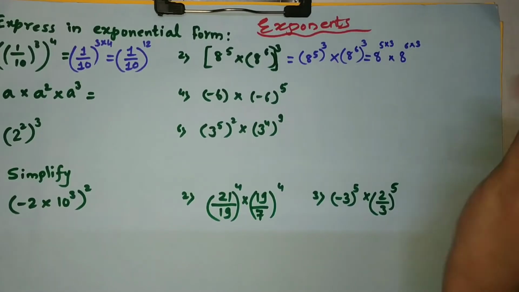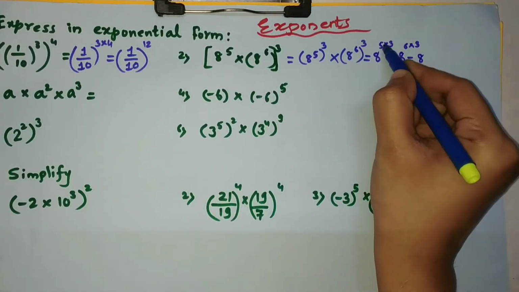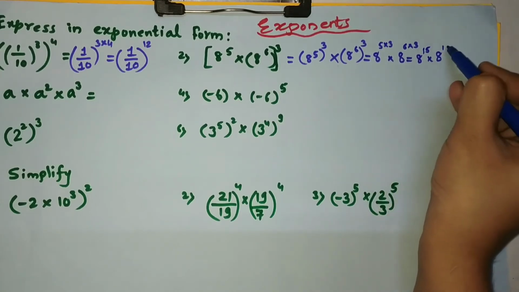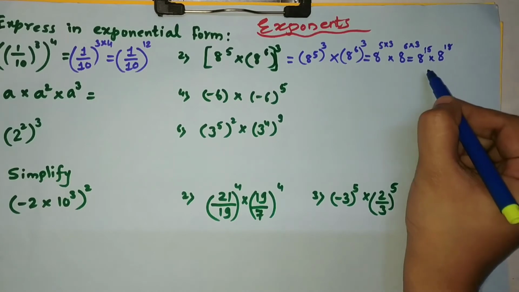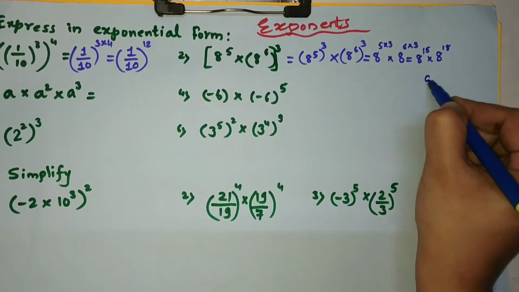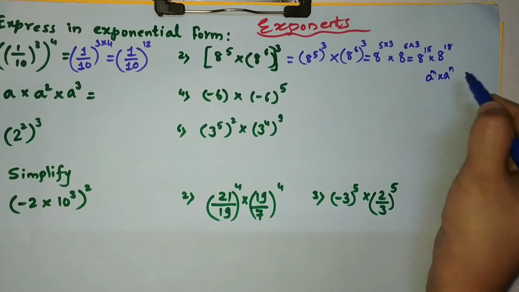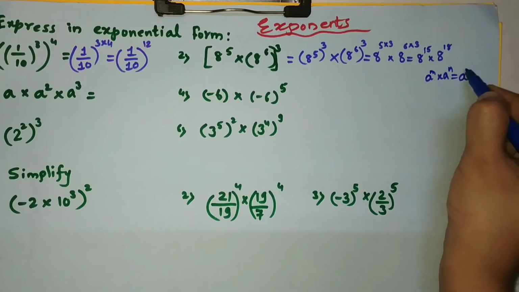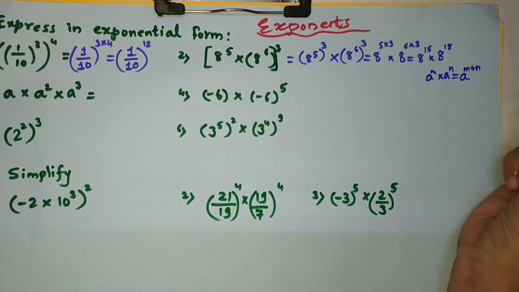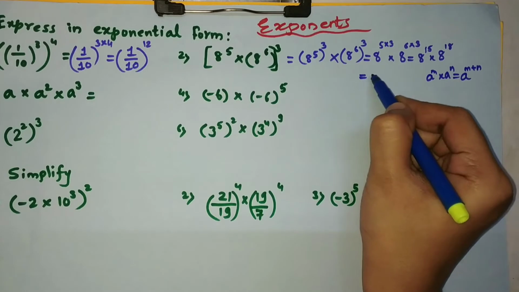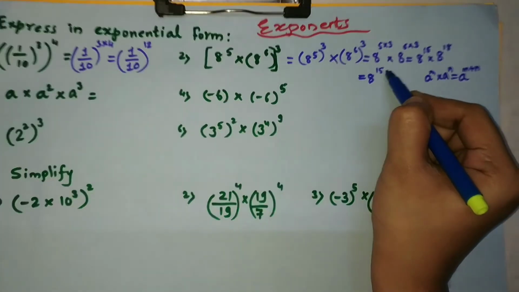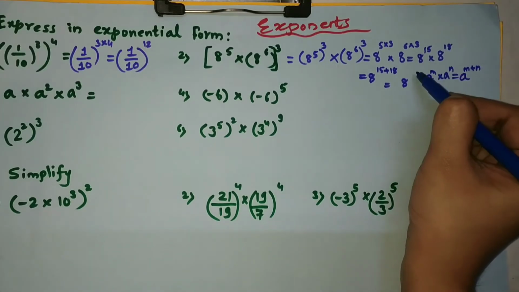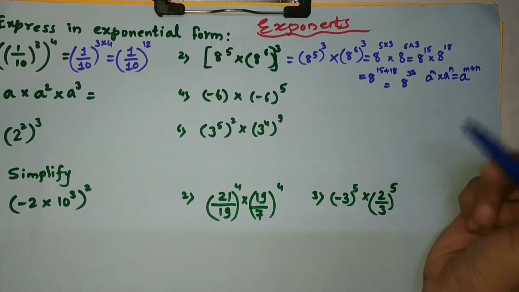So friends, afterwards we will get 8 to the power 5 times 3, which is 15, multiplied by 8 to the power 6 times 3, which is 18. At this moment, friends, we got a situation like 8 to the power m into 8 to the power n. We know that when bases are the same, we need to add the powers. So 8 to the power m plus n. We'll write 8 to the power 15 plus 18. So friends, the base is common here, so 8 to the power 33 will be the final answer.